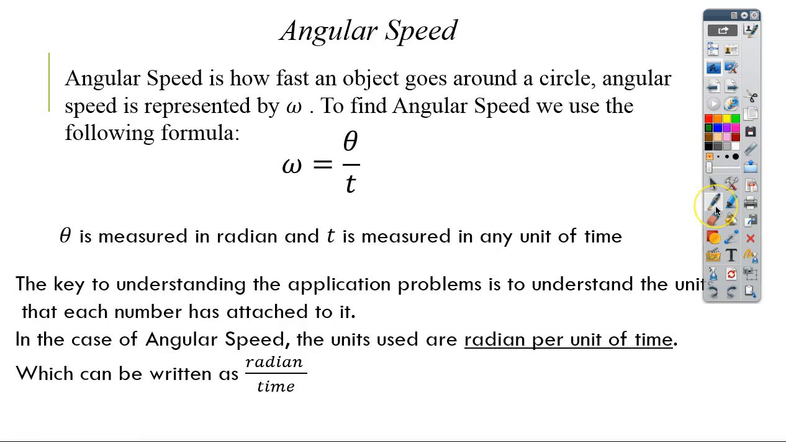Angular speed. So angular speed is how fast an object goes around a circle. Angular speed represented, okay, so let's talk about what angular speed is. So here I am. Here's my little dot. Put it right here.